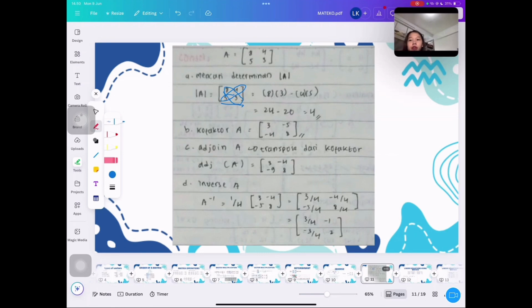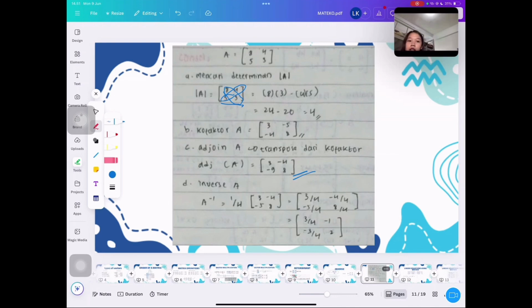And the second one, we have to find the cofactor. And the answer of the cofactor is 3, minus 5, minus 4, and 8. And then next we search the adjoint A. The adjoint of A is the transpose of the cofactor. So what was originally a row becomes a column, and what was a column becomes a row. So here we got 3, minus 4, minus 5, and 8.